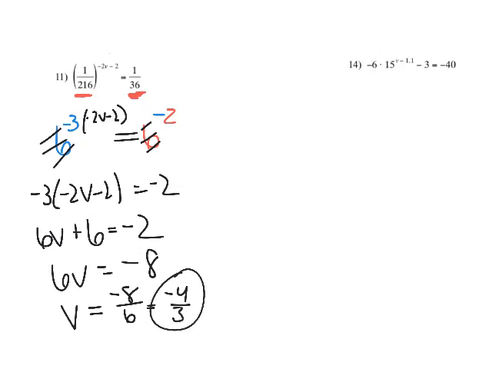With any equation that you solve, you should always be checking your answer. Your answer in this case is negative 4 thirds. Okay, as for number 14, here's the thing.